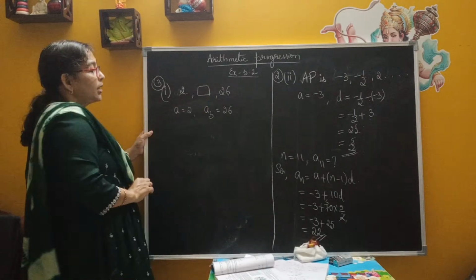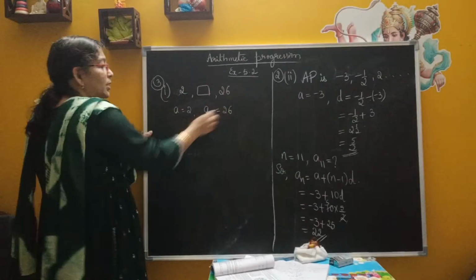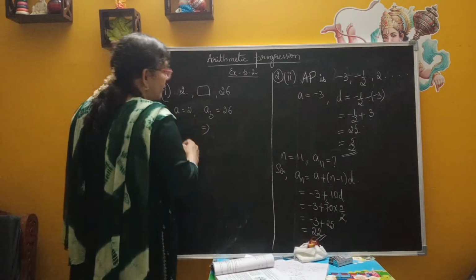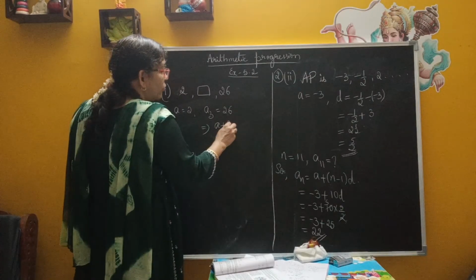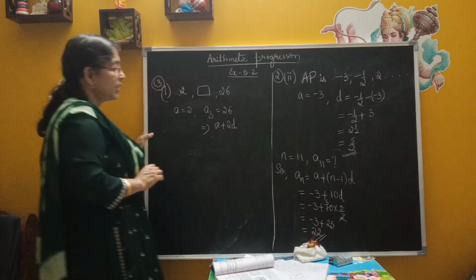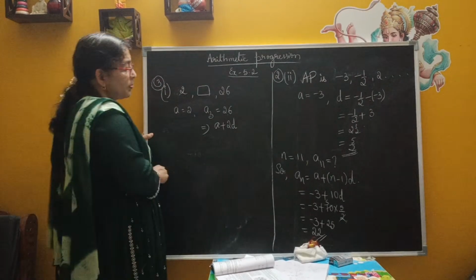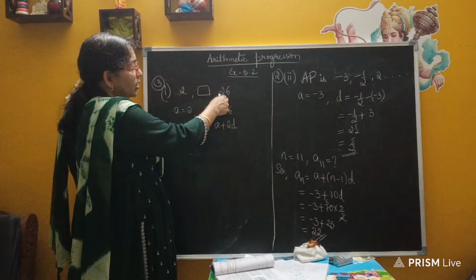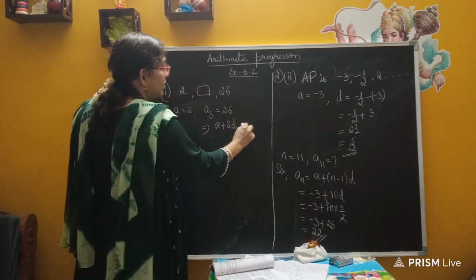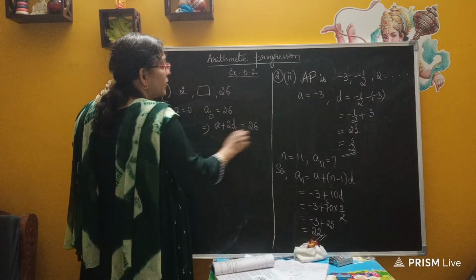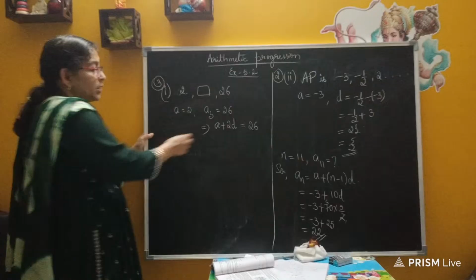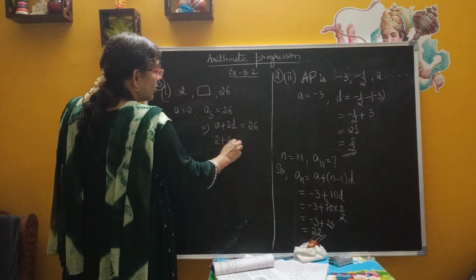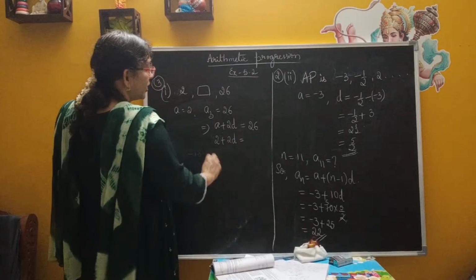We need to find a2. So a3 is 26. What do you mean by that? a3 is a plus 2d, isn't it? This is a, this is a plus d, and the third term is a plus 2d. a plus 2d is equal to how much? They have given 26. Substitute in this: a value is 2, so 2 plus 2d is equal to 26.